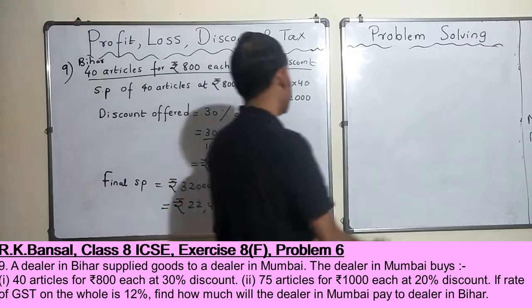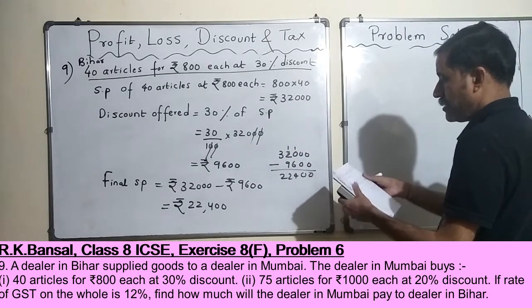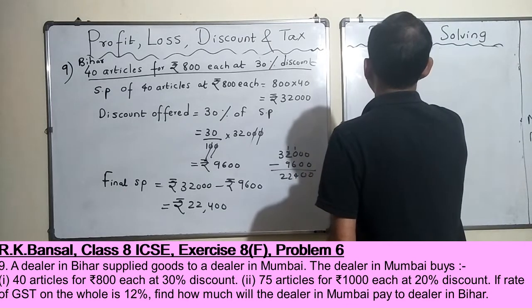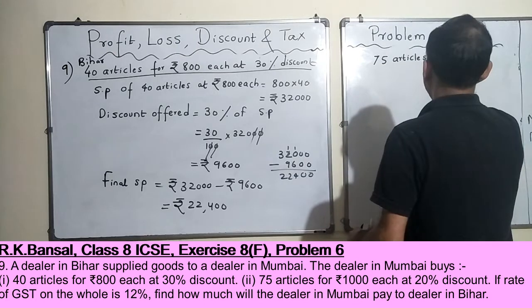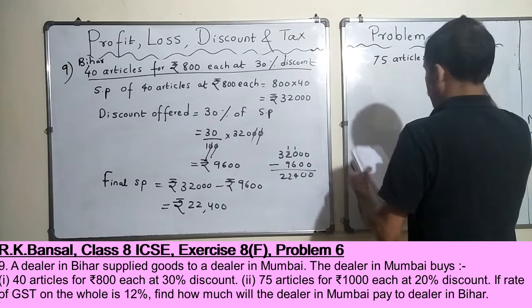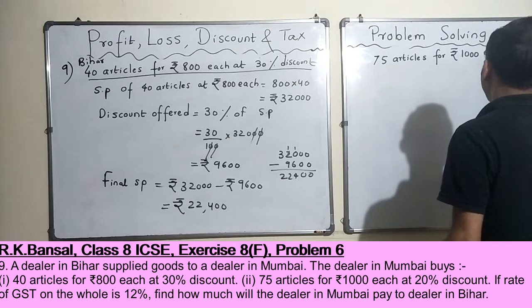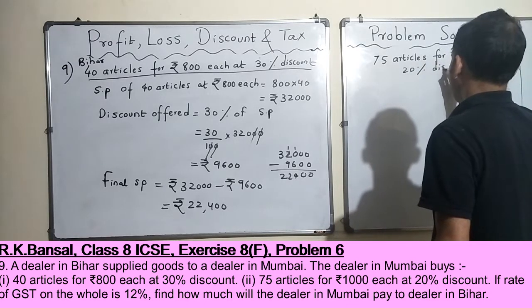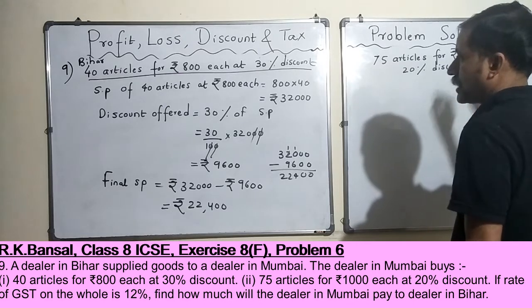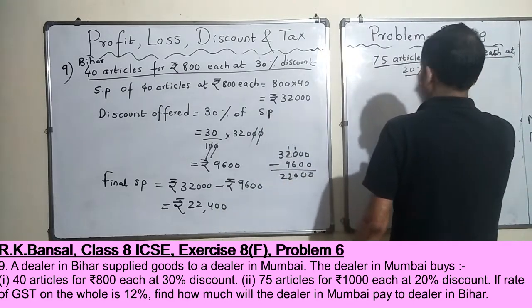Now let's move on to the second set of articles. Okay, what is the second set of articles? 75 articles for rupees 1,000 each at 20% discount. Okay, correct? So this is the second part, right?